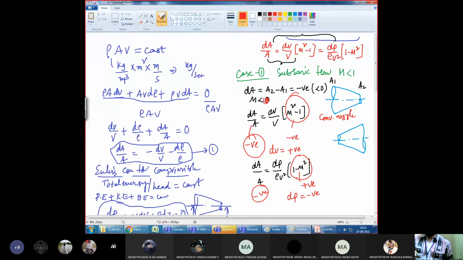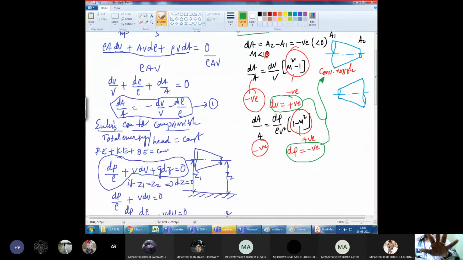So for the same cross section, velocity is increasing and pressure is decreasing. Therefore, we are calling it a convergent nozzle, because a nozzle is used to accelerate the flow. That's why velocity is increasing and it will decrease the pressure. So this will be acting as a convergent nozzle for which flow? Subsonic flow, because for subsonic flow, velocity is increasing from inlet to outlet and pressure is decreasing.